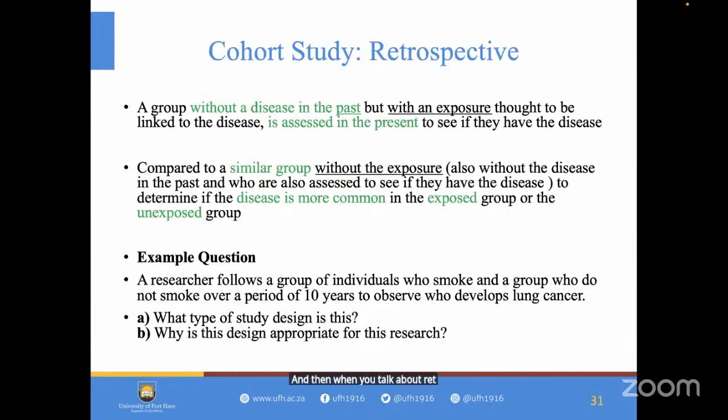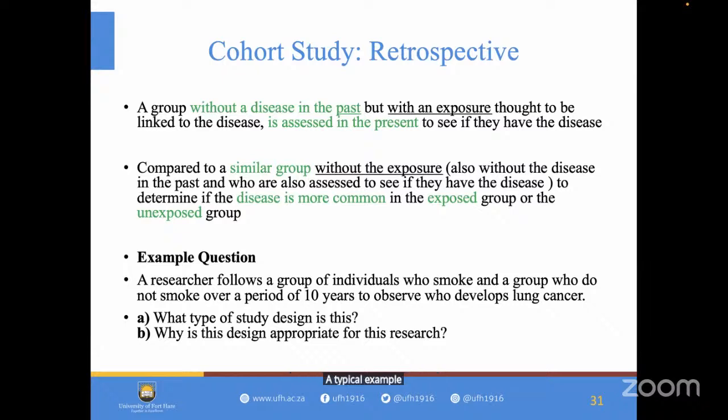And then when you talk about retrospective, in this case, the disease has already occurred. And then you want to trace the exposure back to the past, what they've been exposed to before that disease occurred. So what do you do with this kind of study design? You compare a group with exposure and a group without exposure in the past, and assess to see if they have the disease, or to determine if the disease is more common in the exposed group compared to the unexposed group.